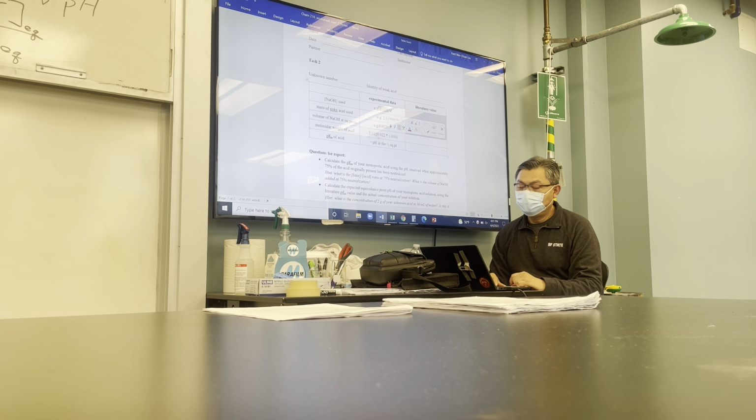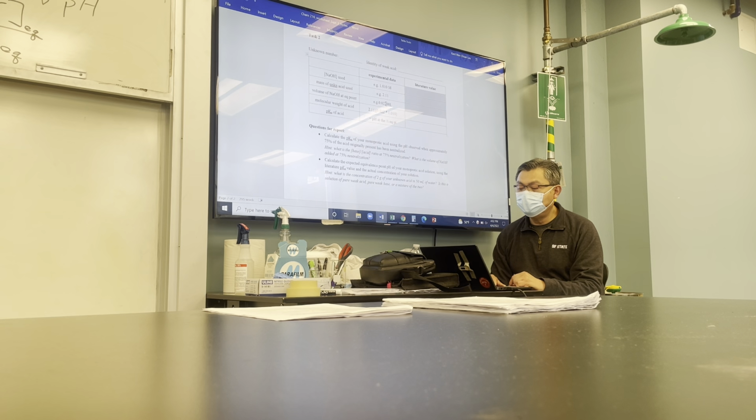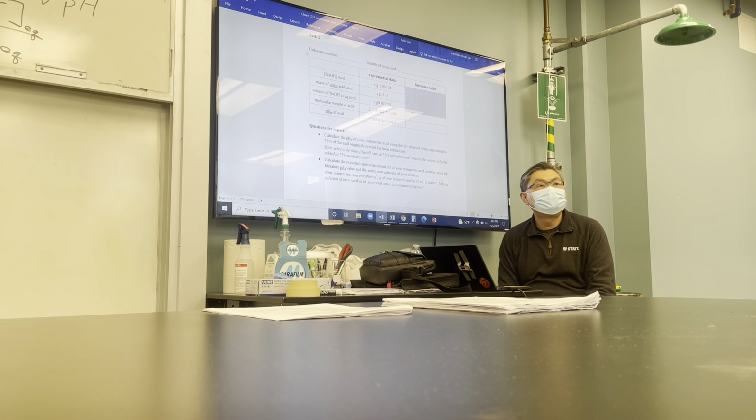Now, then the volume at the equivalence point, at the endpoint. So if I use the example in here, it will be 22.75. So this will be 22.75. Are we good?